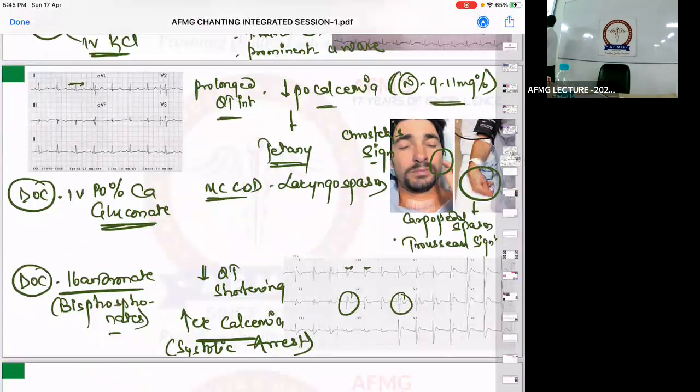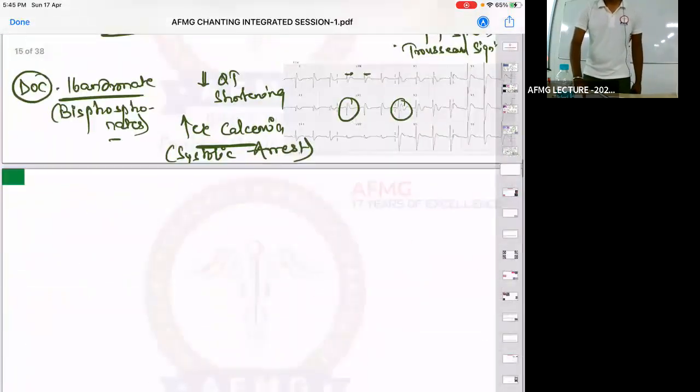Prolonged QT interval on ECG shows the sign. Carpopedal spasm happens. This suggests your diagnosis, there would be a sign on the face. Carpopedal spasm is known as the sign. Most common cause of death, drug of choice is calcium gluconate. Next, QT shortening is seen on ECG. Diagnosis, cause of death, drug of choice is bisphosphonate like ibandronate. No issues with this, right?